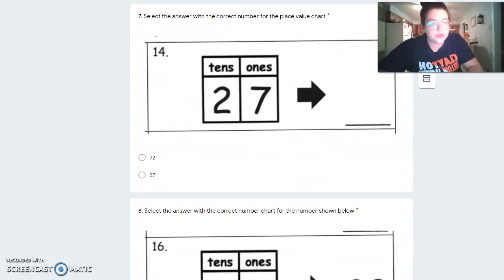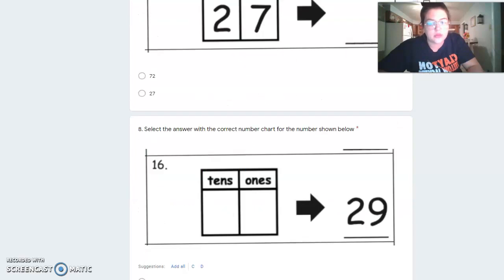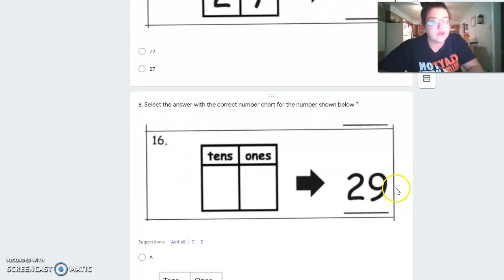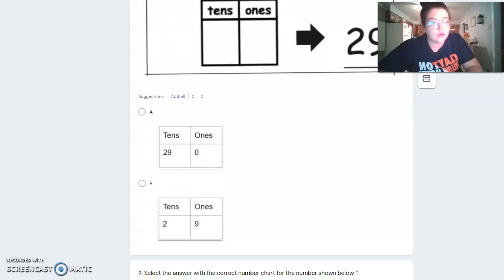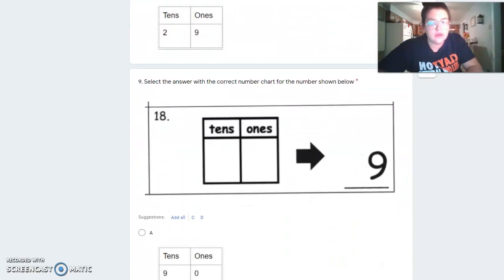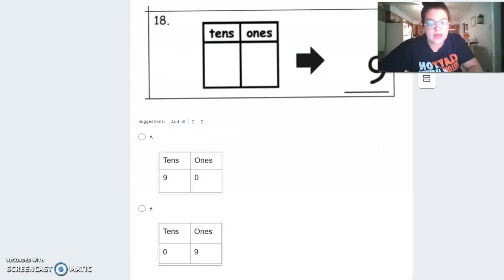Okay, there's your place value chart asking for the number. Ooh, here they give you the number and they want you to decide how it goes into the place value chart correctly. So you're going to pick the correct place value chart there. Same with the last one. Then on the bottom, you're just going to click submit when you're done.